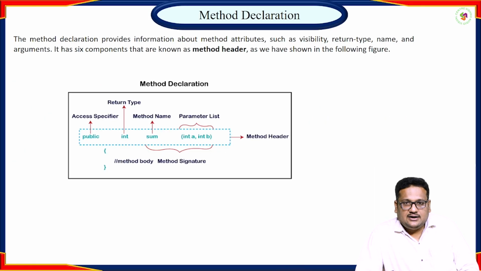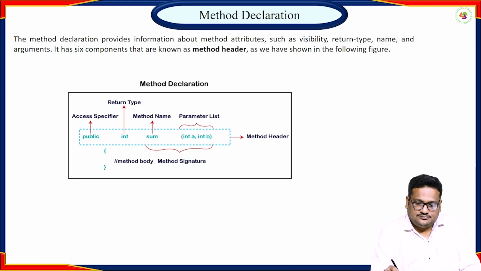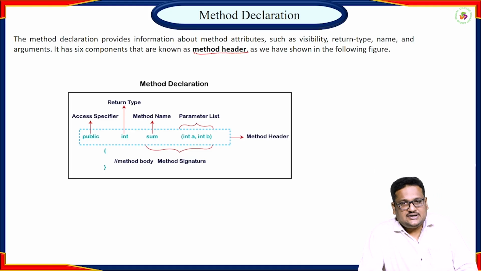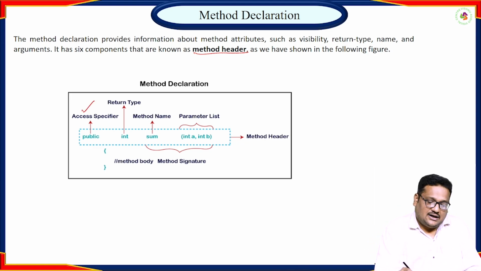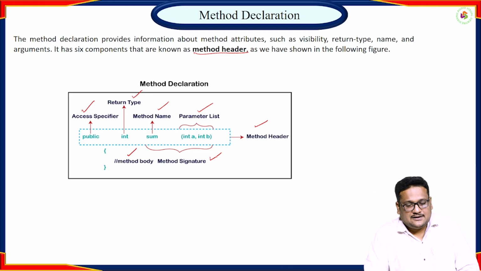Coming to the method declaration, it provides information about method attributes such as visibility of a method, return type of a method, name, and arguments of the method. It has 6 components that are known as the method header. We can see the components involved in the method declaration in this diagram: access specifier, return type, method name, parameter list, method header, method body, and method signature. These are the different components that should be there in a method declaration.